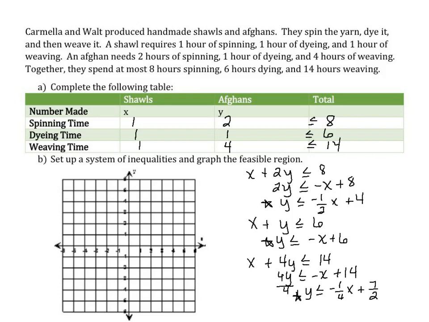So let's graph them. So I want to go up 4. So I'm going to go up 4. And then I'm going to go down 1 over 2. And we have a solid line. Instead of making a mess of the shading, just keep in mind that we have to shade below that line.